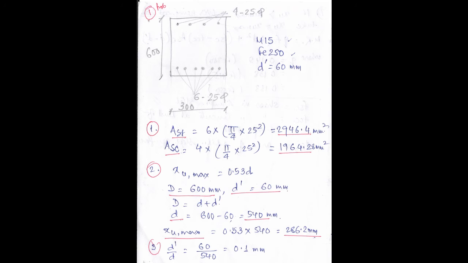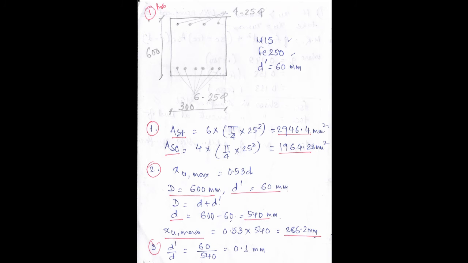Total or overall depth is equal to effective depth plus clear cover. So from here, effective depth, that is small d, we can find out: 600 minus 60, that is 540 mm. Remember, in some problems in the exam, they will give the direct value of the effective depth. In that case, you don't have to do all these steps.